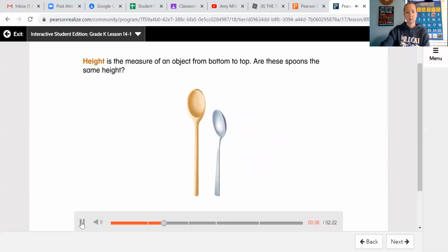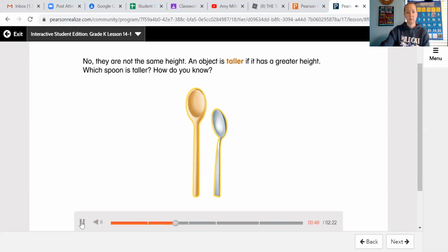Height is the measure of an object from bottom to top. Are these spoons the same height? No, they are not the same height. An object is taller if it has a greater height. Which spoon is taller? How do you know?